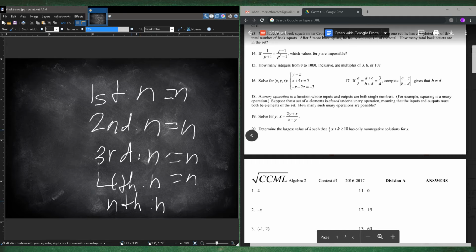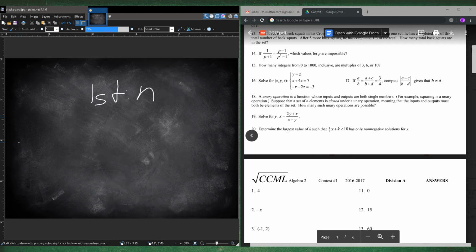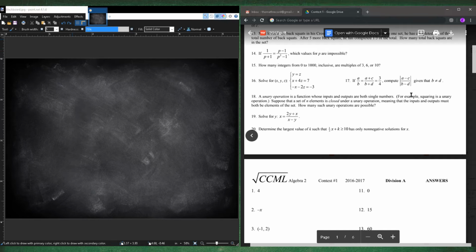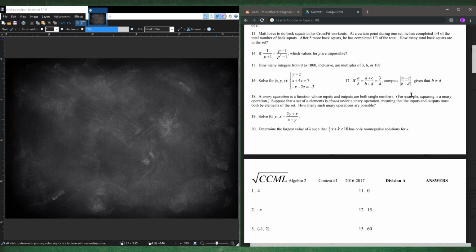You just go n to the power of n. That's basically how it works. It's a pretty cool idea to think about. It's just n to the n, and now you know. So n to the n is unary, n to the power 2 is binary, and n to the power 3 is ternary.